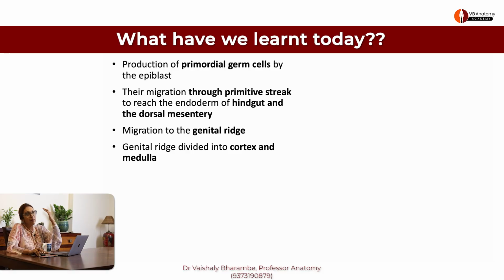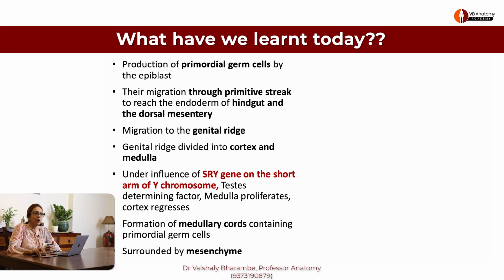What have we learned today? We learned about where primordial germ cells were produced, how they migrated to the genital ridge, how they multiplied or were stopped from multiplying at one point. Then we spoke about the effect of the SRY gene and how it promotes the development of testes and stops the development of Mullerian ducts.